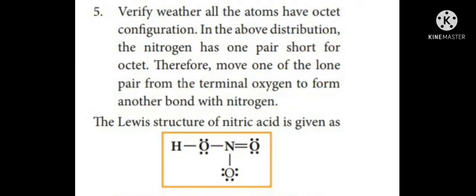In this distribution, the nitrogen is 1 pair short of an octet, or 8 electrons. Hence, move one of the lone pairs from the terminal oxygen to form another bond with nitrogen. It is shown here. If we check, except hydrogen, all other atoms have an octet configuration of 8 electrons, whereas hydrogen has a duet configuration of 2 electrons. Hence, the Lewis structure of nitric acid is shown here. Hence, we completed the Lewis dot structure for nitric acid.